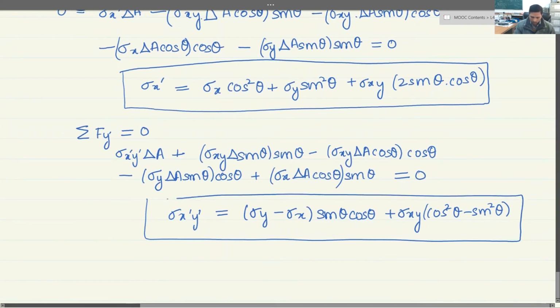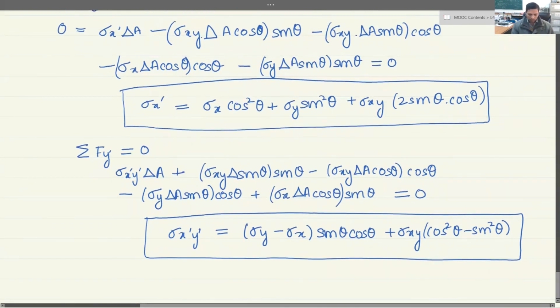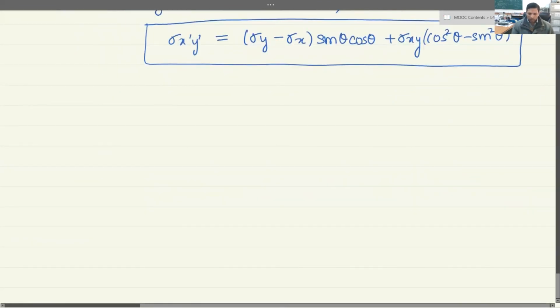And remember that we have obtained the equation for sigma x prime. Now sigma y prime will be the same thing, but theta will be theta plus 90 degrees. Okay, so then you can get sigma y prime, and therefore sigma x prime and sigma y prime are not very different. Now, if we apply some of these trigonometric equations, which are the ones that I'm talking about.